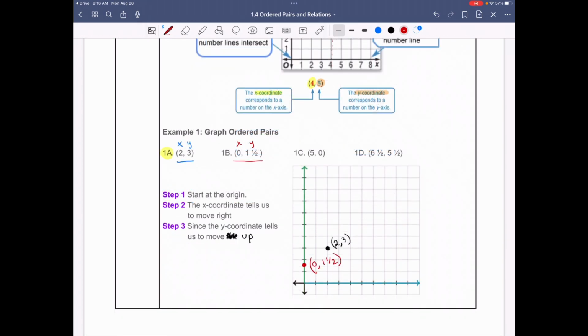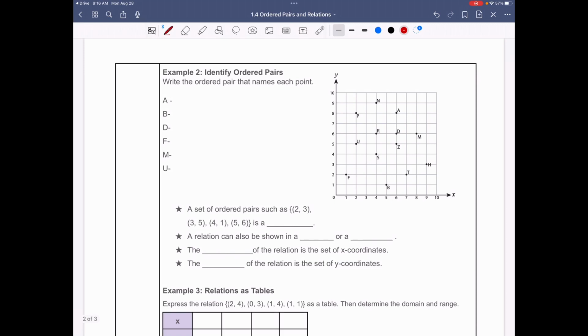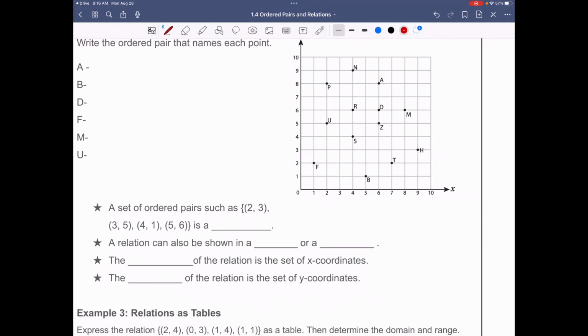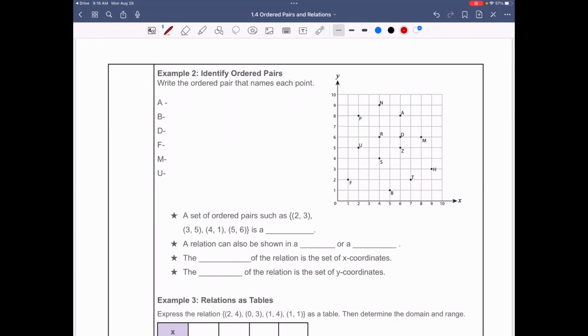Let's flip our page. In example 2, we're asked to identify ordered pairs, and they tell us to write the ordered pair that matches each point or that names each point. I did not put all of them on your notes. So let's look at point A. Point A is right here. And so what we need is the x-coordinate and the y-coordinate. So the x-coordinate is 6, and the y-coordinate is 8. So we write that as 6, 8. It is very important that you do not mix up the order of these.